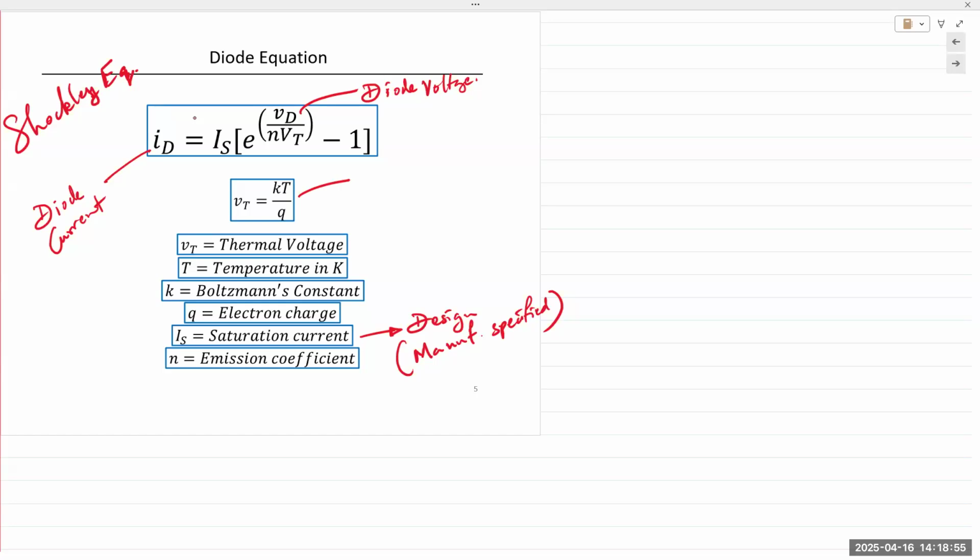For most purposes, we use room temperature as 300 Kelvin. Just a nice round number. It's 25.8 millivolts at 300 Kelvin. 300 Kelvin is 27 degrees C. 27 degrees Celsius is 27 times 2, 54, 54 plus 32 is about 86. So it's 85, 86 Fahrenheit.